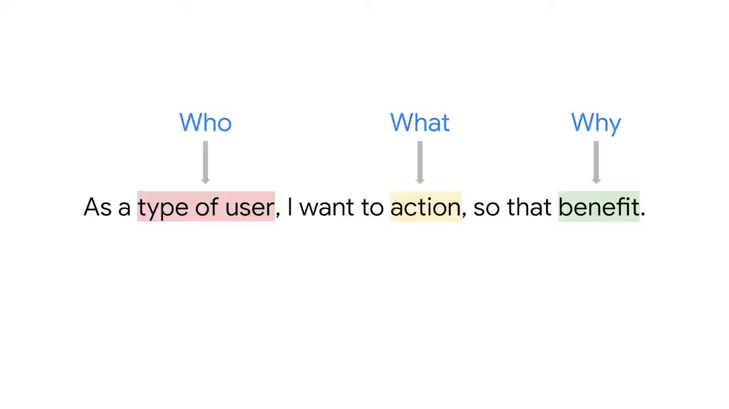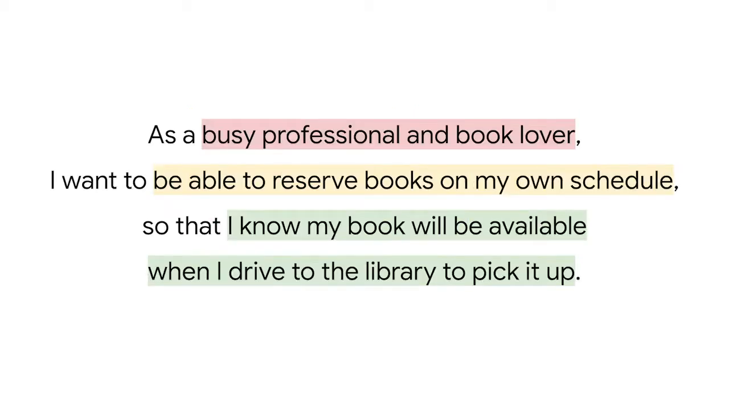You might remember our user story formula from earlier videos, which goes, as a role, I want to action so that benefit. In this formula, role refers to the who, action refers to the what, and benefit refers to the why of our user story. So let's fill out the formula from the perspective of our persona Shane. As a busy professional and book lover, I want to be able to reserve books on my own schedule so that I know my book will be available when I drive to the library to pick it up.